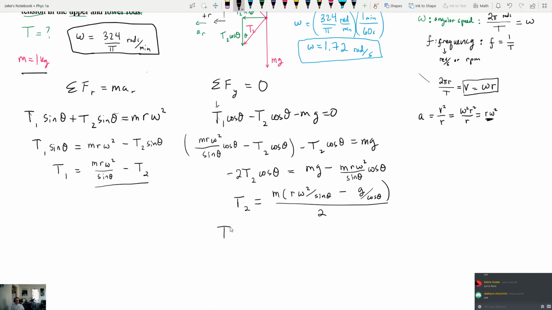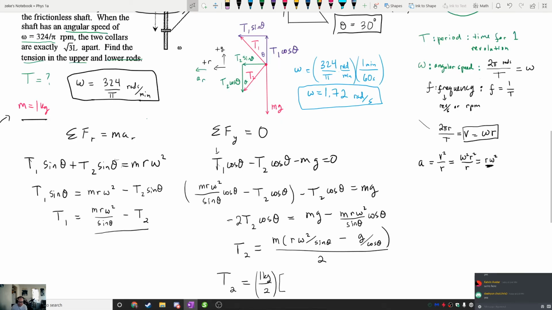Okay, so m over 2 was 1 kilogram multiplied by R. We never actually said what R was equal to.